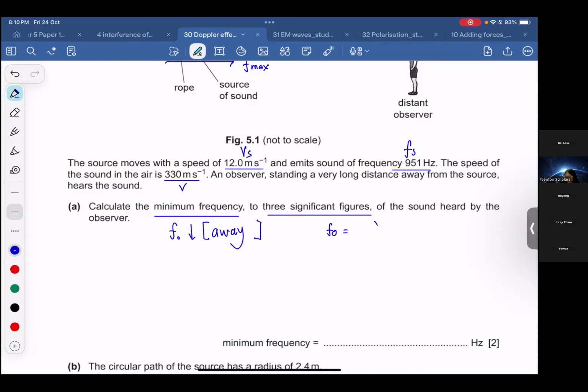Okay, so V over V, Vs, then Fs. So this one is away, we should use plus. Okay, then at here, 330 divided by 330 plus 12, then 951. Your answer should be 918 hertz. 1, 2, 3. Can any of you tell me, is it 918 point something or 917 point something? Can you tell me?